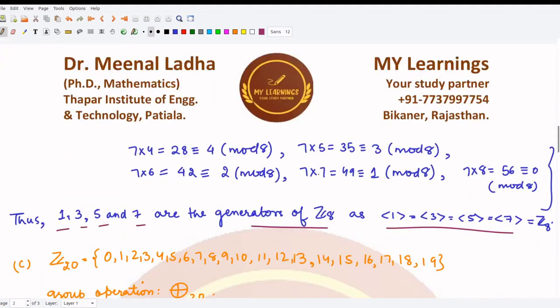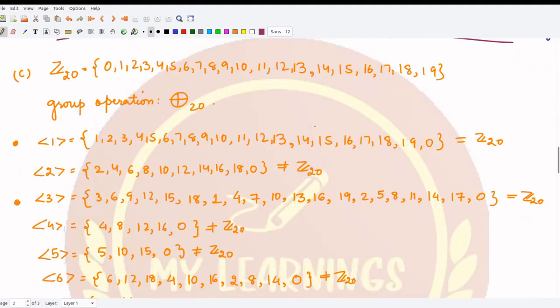Why? Because the number of elements here in Z20 is 20, starting from 0 up to 19. The group operation is addition modulo 20. So you see for the group generated by 1, you have all the elements, which is equal to Z20, hence this is the generator. The group generated by 2 is not the generator. The group generated by 3 is a generator.